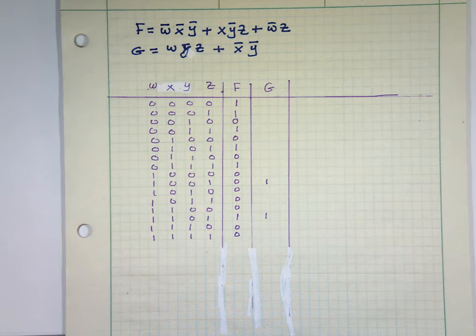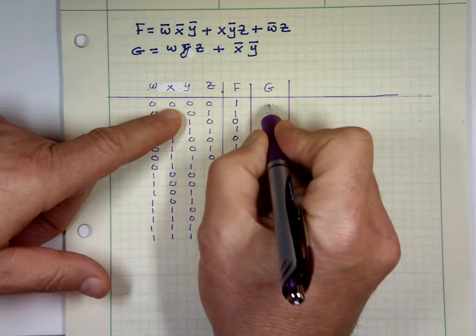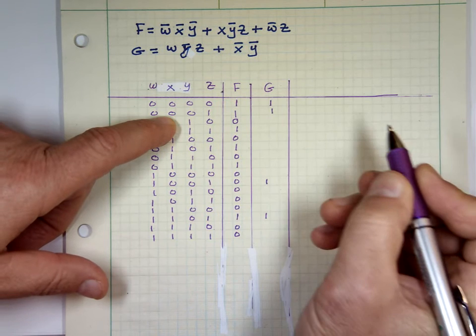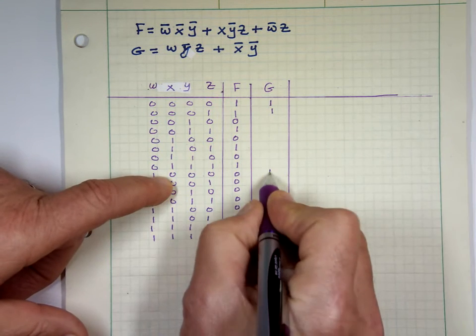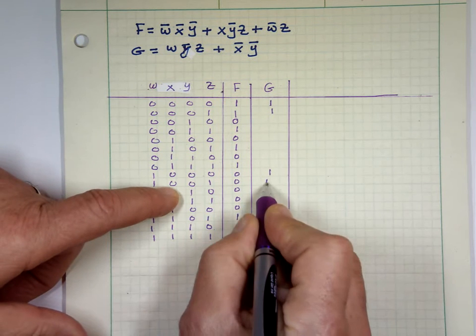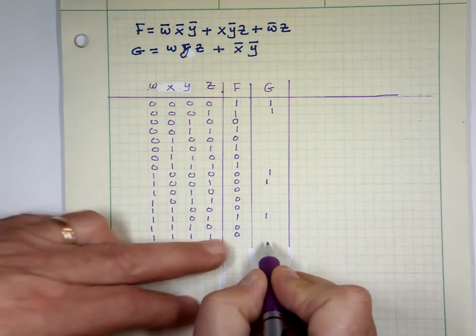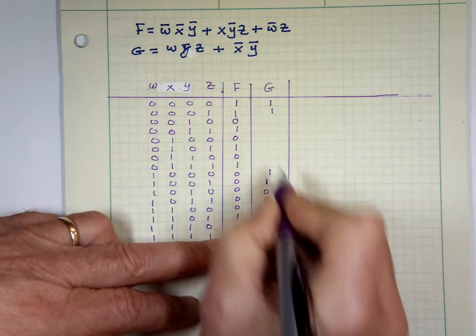G is going to be 1 when X is 0, Y is 0. That's this one. That's this one. That's this one. That's this one. The rest will be zeros. I'm a little bit off crooked here.